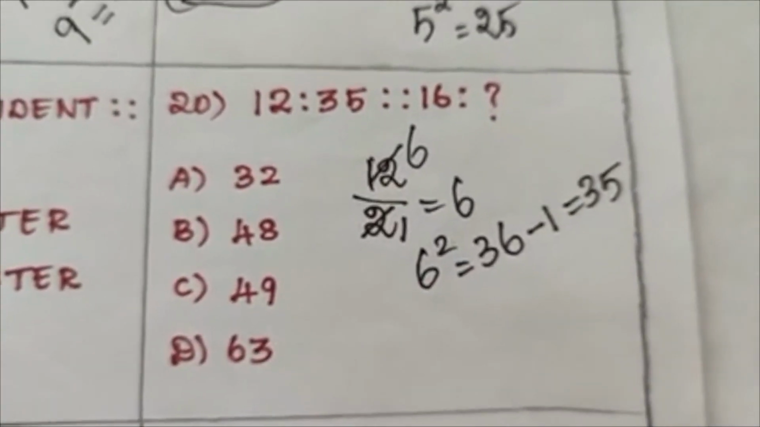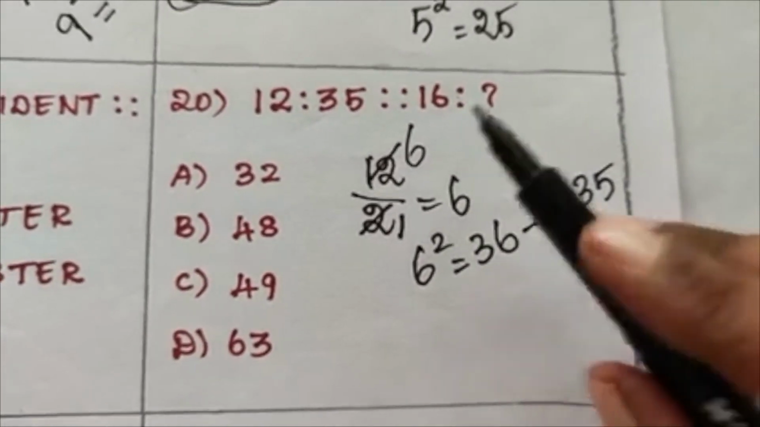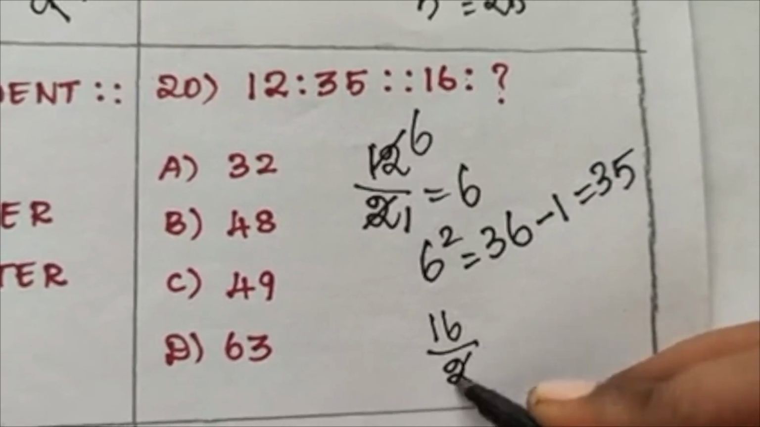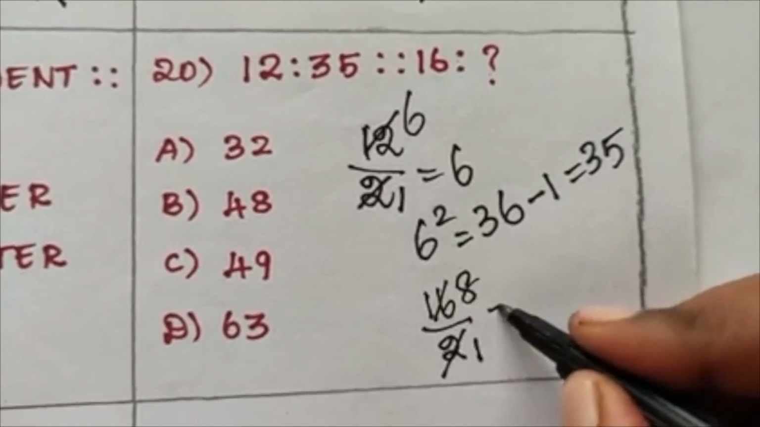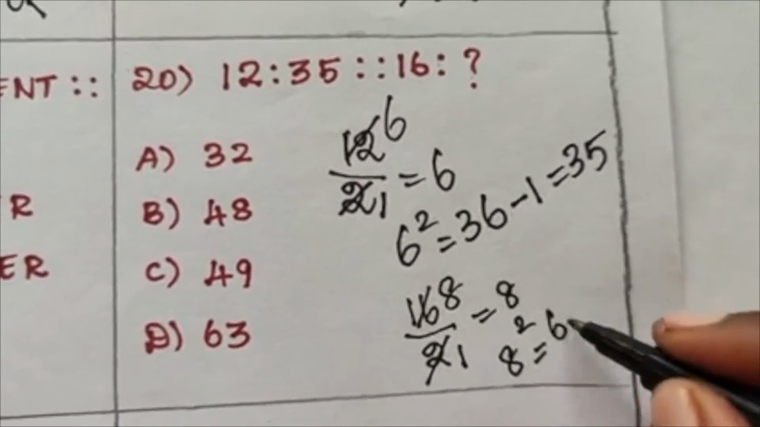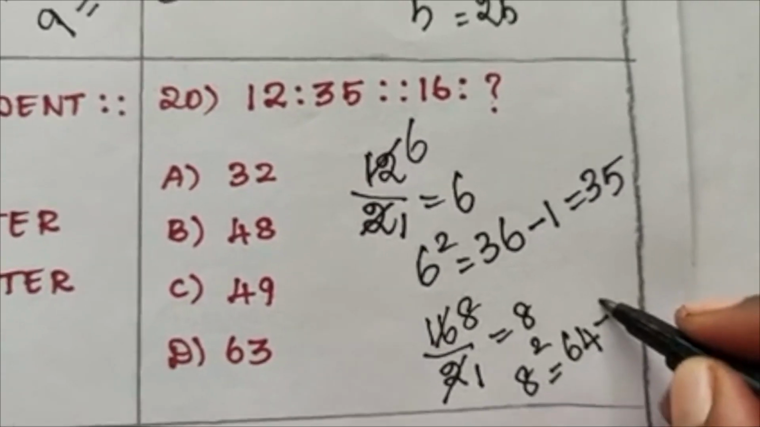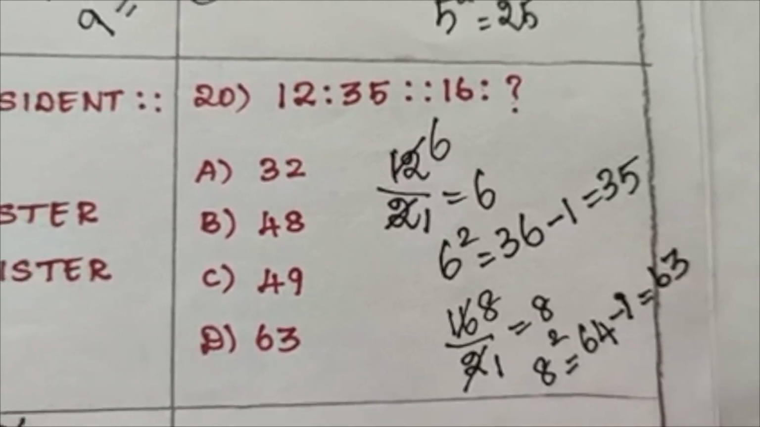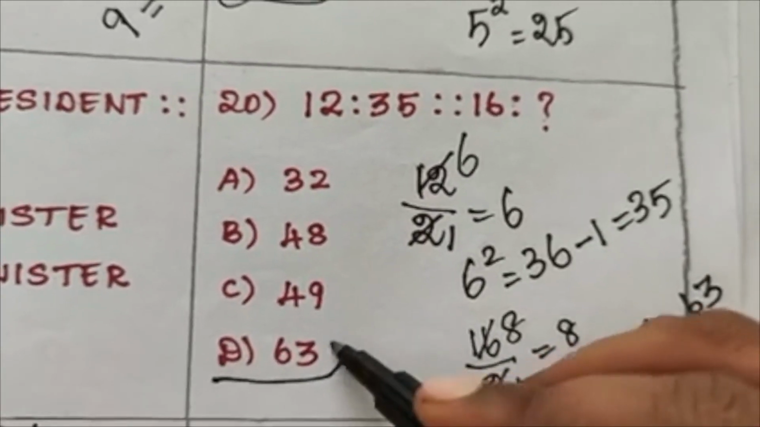So similarly, we consider the third term 16, which is divided by 2, 8. So what is 8 square? 8 square is equal to 64. We subtract 1 from 64, we get 63. So the right answer is option D, 63.